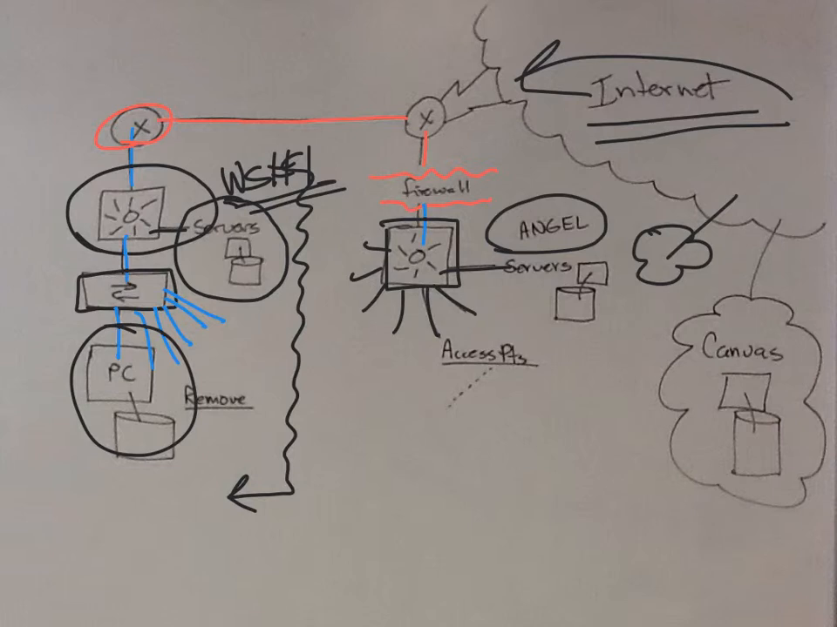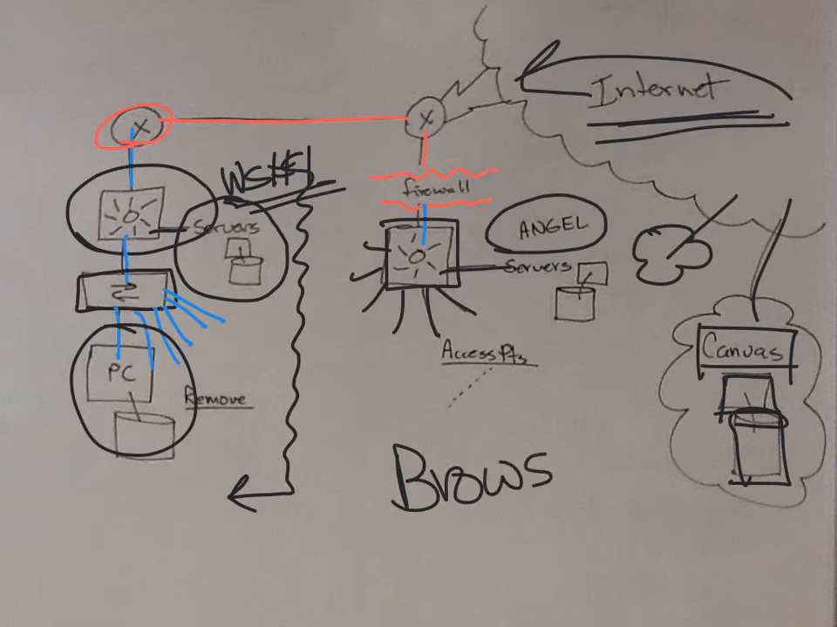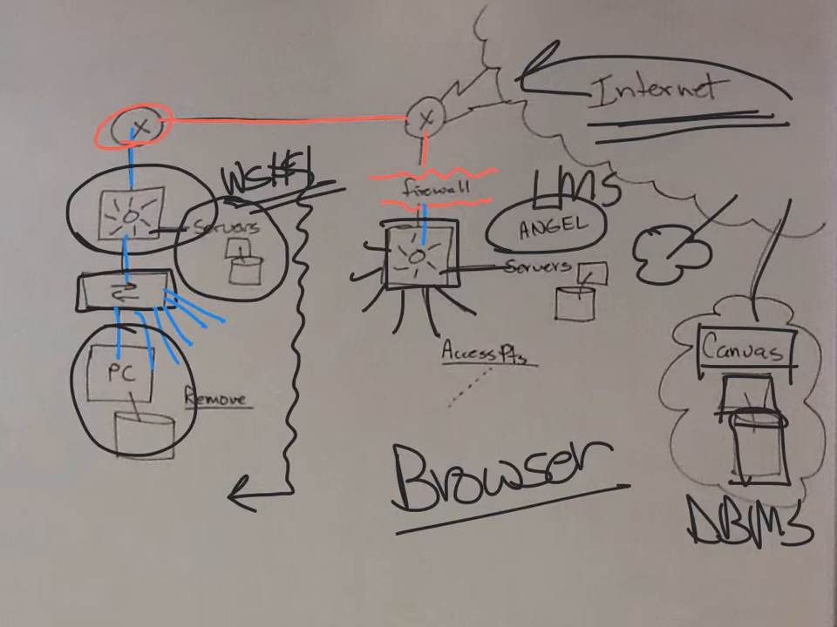Now you notice for our class we're using Canvas, and that's in the cloud. They have their own servers, storage space. So as we work with Canvas, we're actually going there via the internet, and we use a browser to access that. What's there? A database management system. Okay? What is Angel? Well, they call it a learning management system, but sitting there somewhere is also a database management system. Something to manage the data.